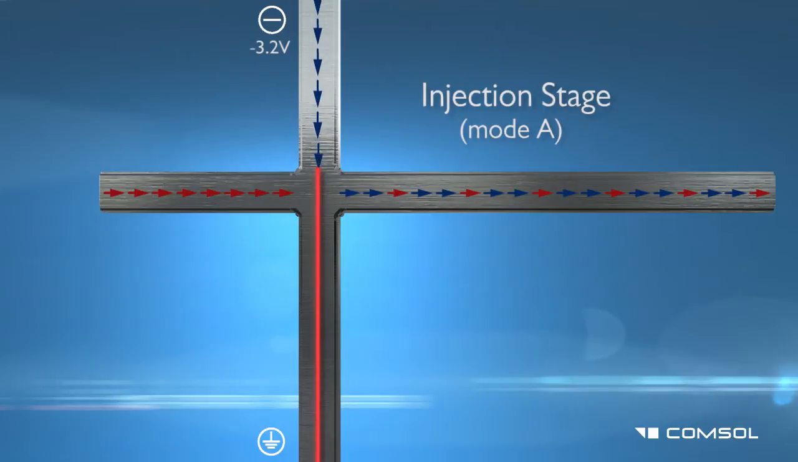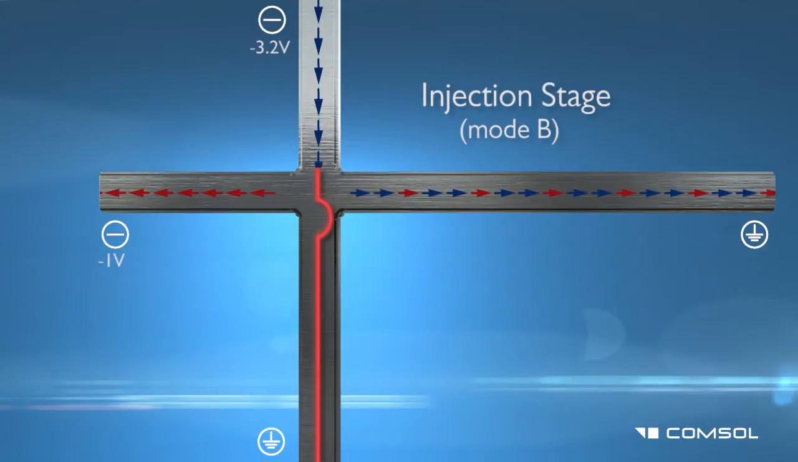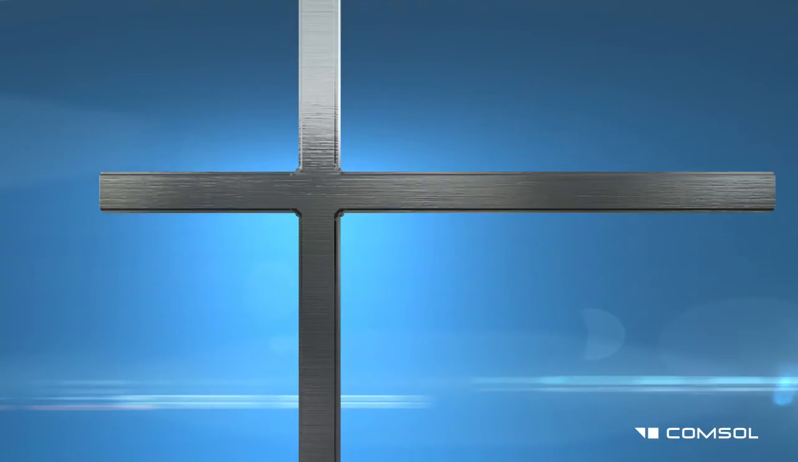Two modes of operation are demonstrated, mode A and mode B, which differ only by the electric field boundary conditions. We will compare both modes and analyze the concentration profile resulting from these different electric boundary conditions.